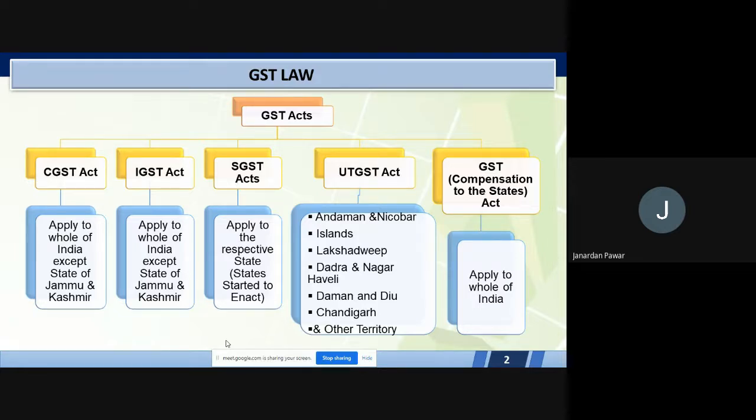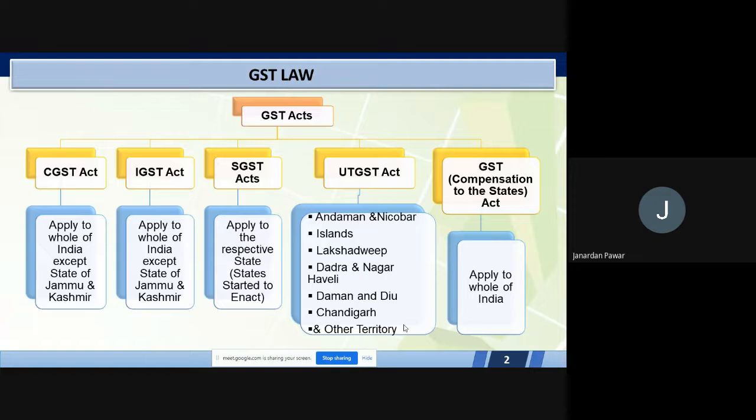So that has been removed, and CGST is applicable for Jammu and Kashmir also. Similarly, IGST is also applicable for the whole of India, including Jammu and Kashmir, as well as SGST, which is also applicable for Jammu and Kashmir, for the whole of India, no doubt at all. So these are the things which we have seen.